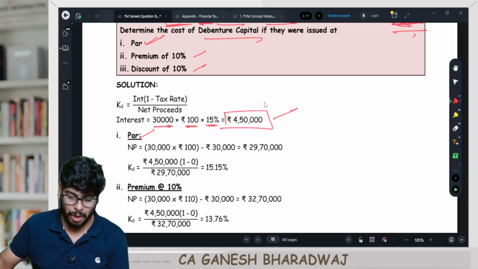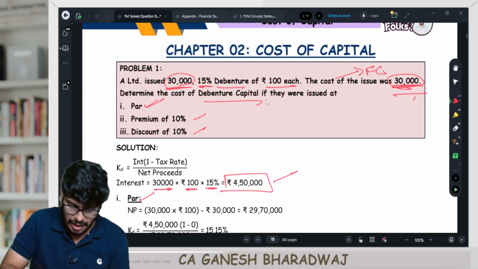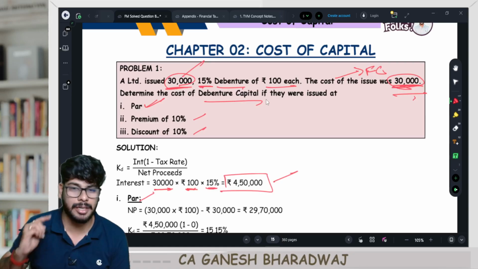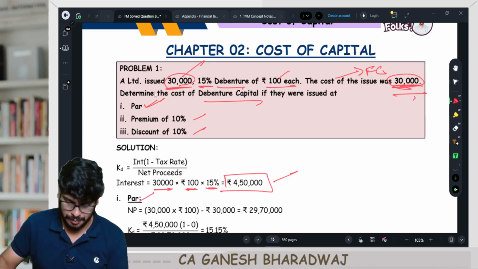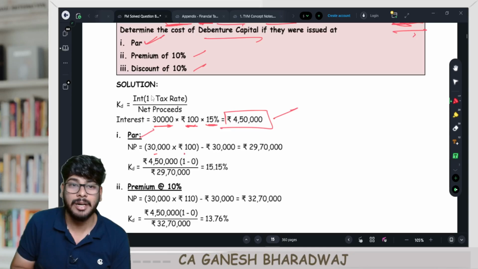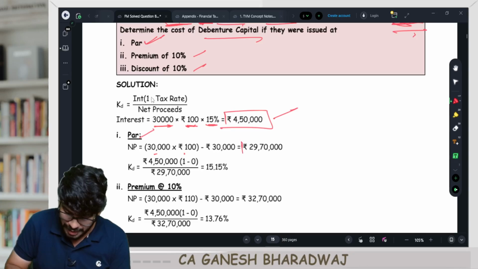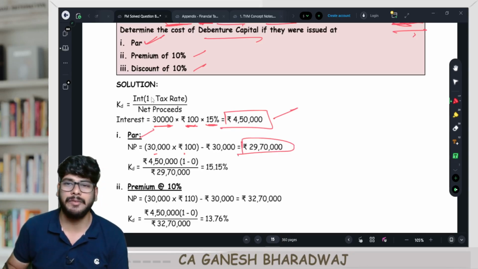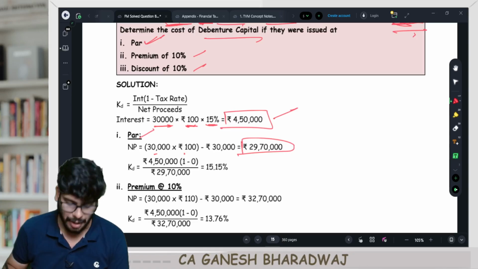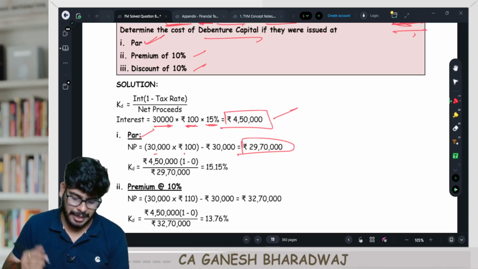Now suppose the company is issuing it at par. What happens to the net proceeds? How much does the company actually receive? 30,000 debentures into 100 they will receive. Correct? 30,000 into 100, but minus the flotation cost of 30,000. So the net proceeds will be how much? 29,70,000. Guys, correct?